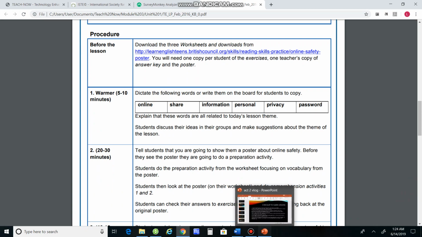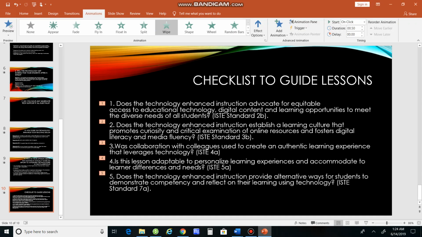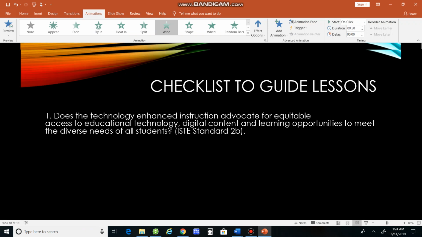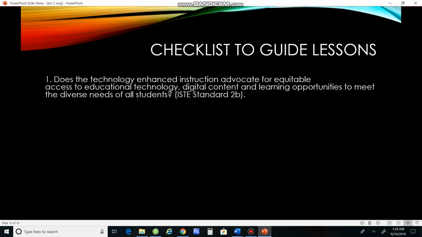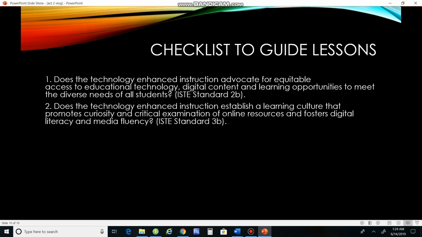And if we go ahead and look at the checklist to guide lessons, some of the questions are collaborated on the discussion group. So the first one is, does technology enhance instruction advocate for equitable access to educational technology, digital content, and learning opportunities to meet the diverse needs of all students? From standard 2B. Number two is, does technology enhance instruction, establish a learning culture that promotes curiosity and critical examination of online resources, and fosters digital literacy and media fluency?